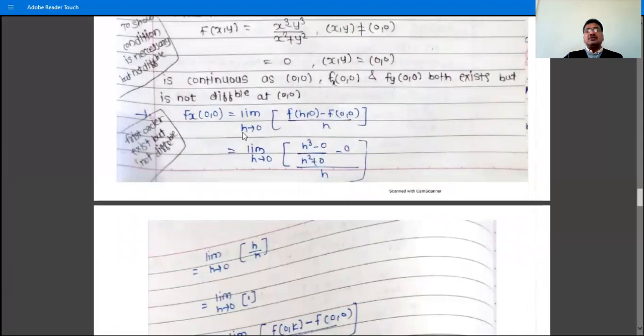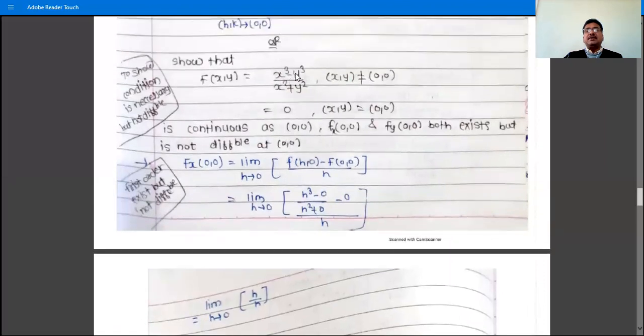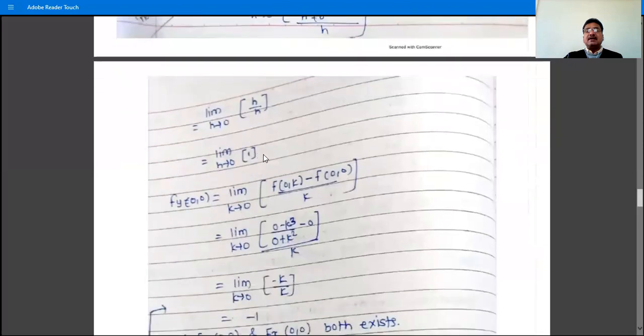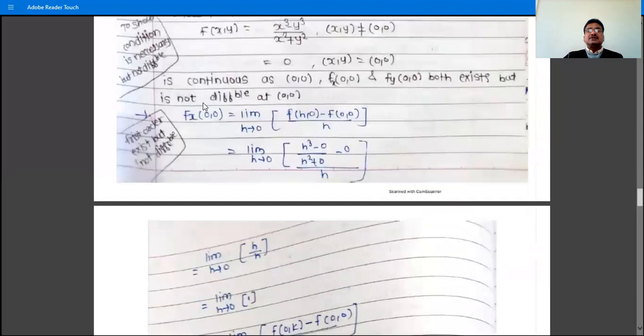So fx(0,0) is the limit as h tends to 0. Use the definition of fx(a,b), the partial derivative with respect to x at (a,b). Substitute a and b as 0, 0. So we have f(h,0), by using this definition, h cube minus 0 cube divided by h square plus 0 square, minus f(0,0), which is 0. So it is h cube by h square, which is h, and h by h is 1, and the limit of 1 is equal to 1. So this is fx(0,0).